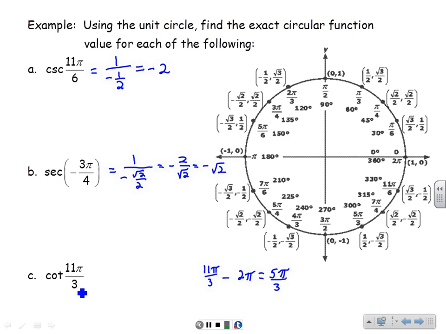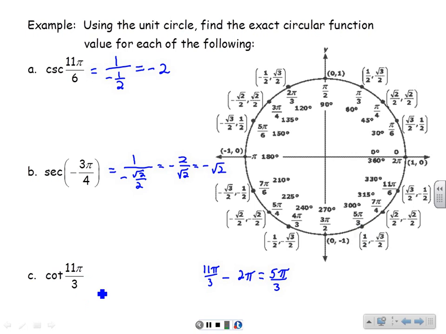So it's a coterminal angle. So 5 pi over 3 and 11 pi over 3 are coterminal angles, so we can just work with the 5 pi over 3. Again, I know that because 2 pi is the same as 6 pi over 3, and I know that this has a 6 pi over 3, so it is multiple rotations.